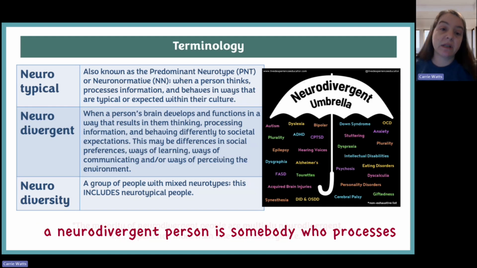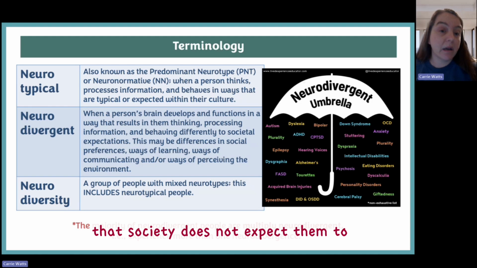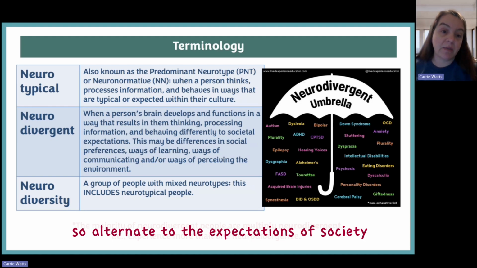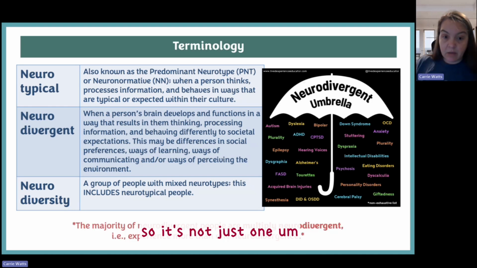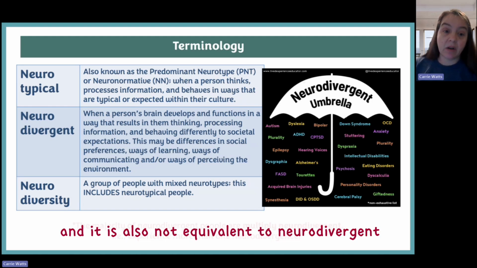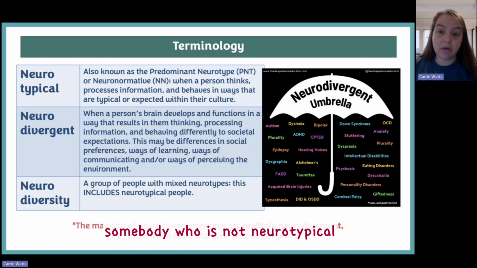A neurodivergent person is somebody who processes information and thinks in a way that society does not expect them to, so alternate to the expectations of society. And neurodiversity is a group of mixed neurotypes, so it's not just one type of neurotype, and it is also not equivalent to neurodivergent. Neurodiversity includes a mix of types. Neurodivergent is very specifically somebody who is not neurotypical.